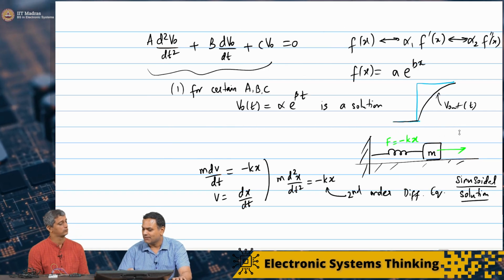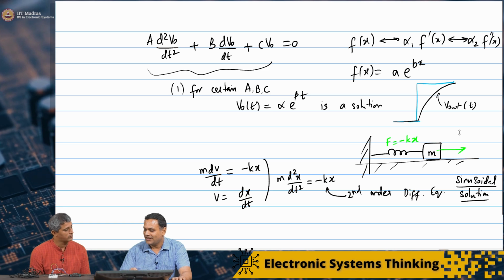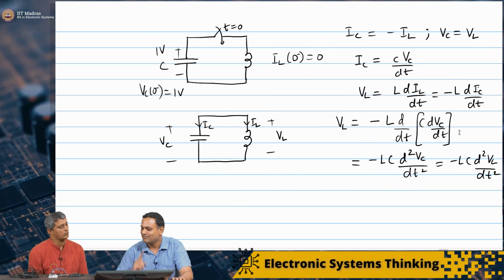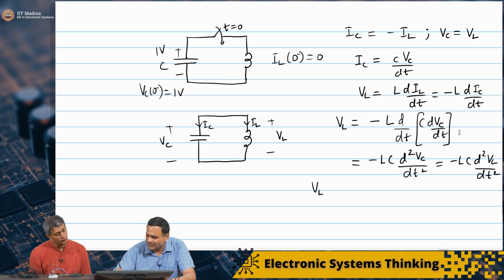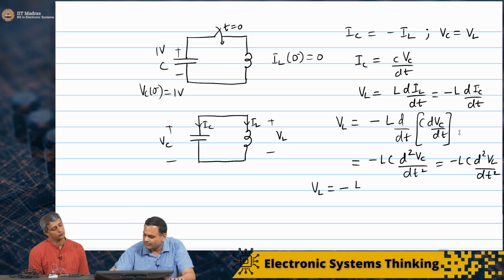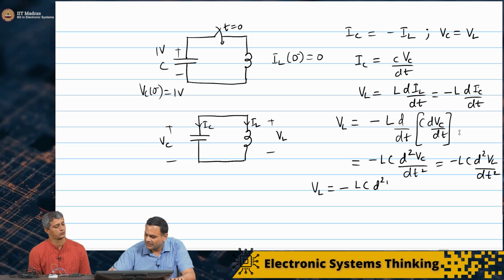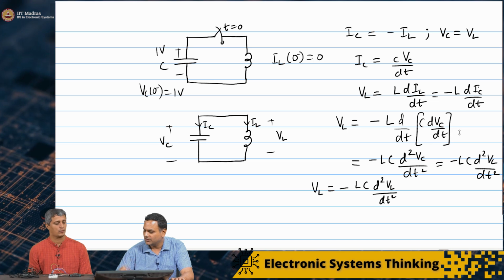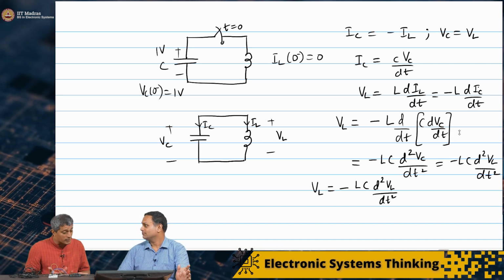This is a spring mass system type of equation. Right, we got m d squared x by dt squared is minus kx. We have the exact same type of equation here. So we want to solve VL is minus LC d squared VL by dt squared. So this is the equation, and you'll get a sinusoidal solution.